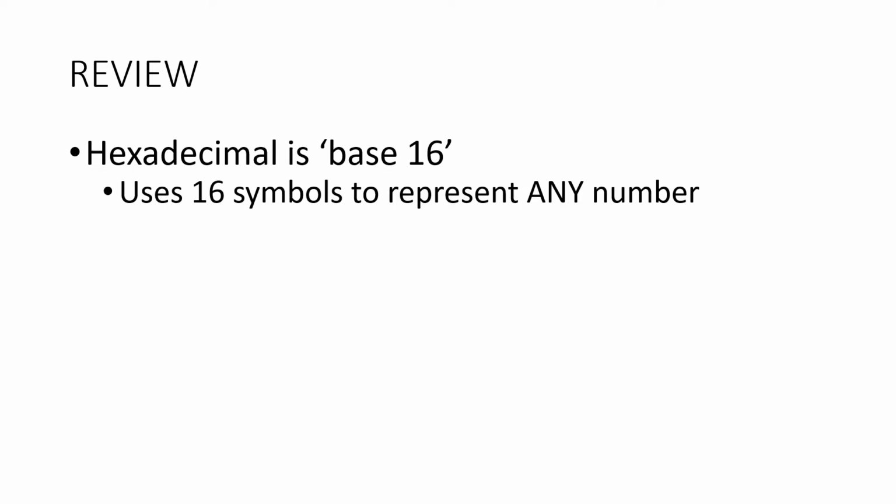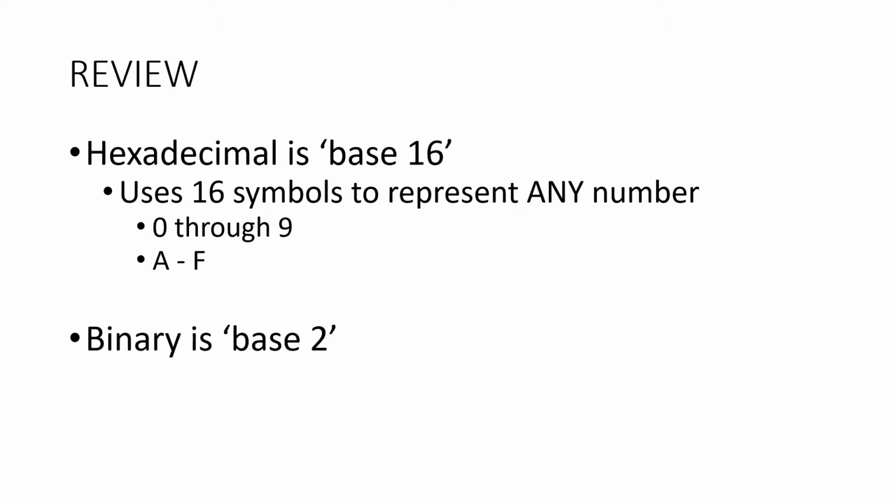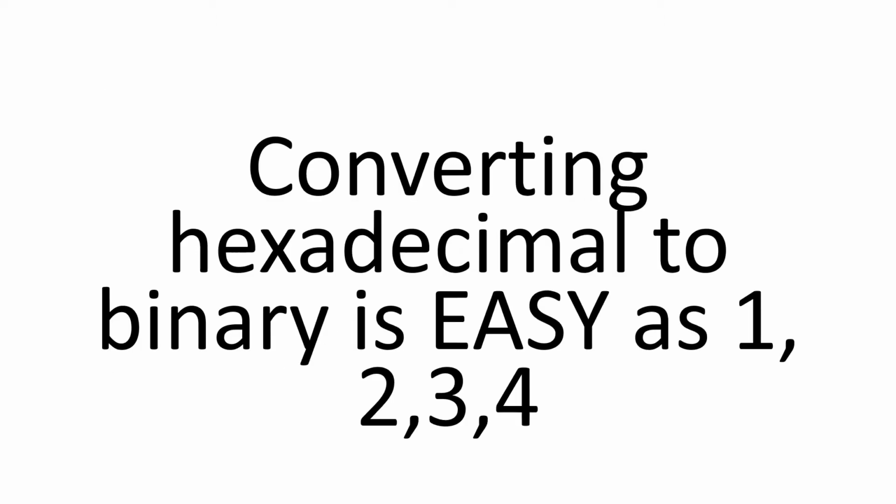So here is some review. Hexadecimal is base 16 because it uses 16 symbols to represent any number. Those numbers are 0 through 9, and it also uses the letters A through F, where A is 10 and F is 15. Now binary is base 2, and binary only uses 2 symbols, and those are 1 and 0. Now converting hexadecimal to binary is easy. Let me show you how.